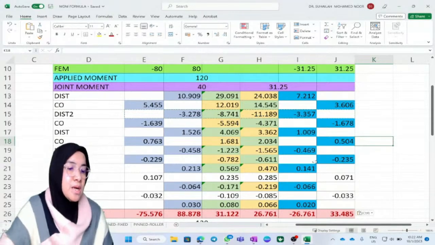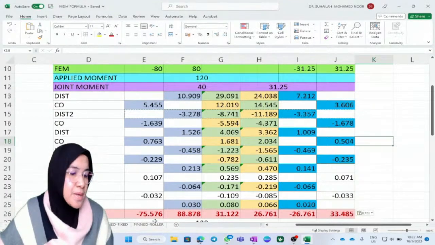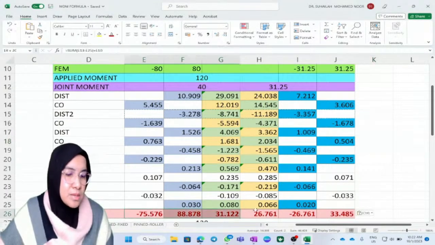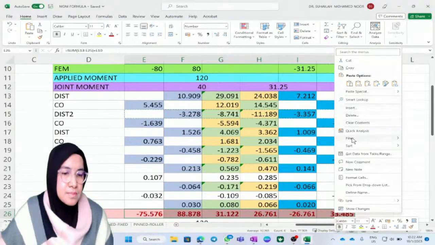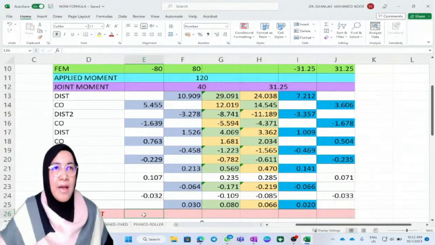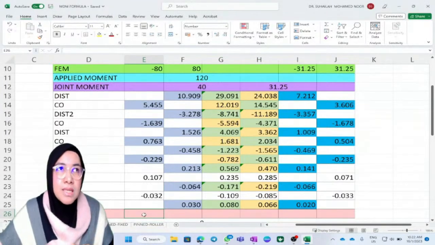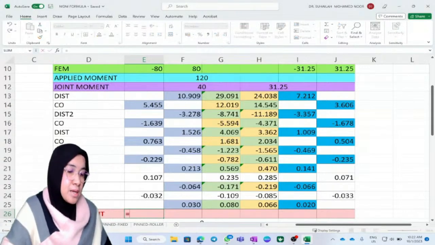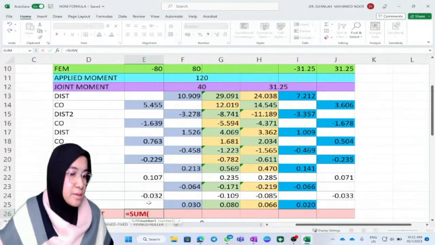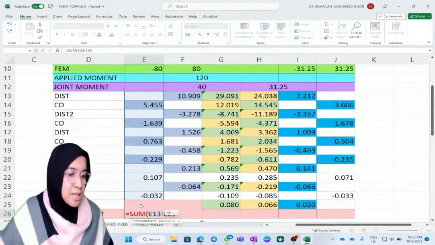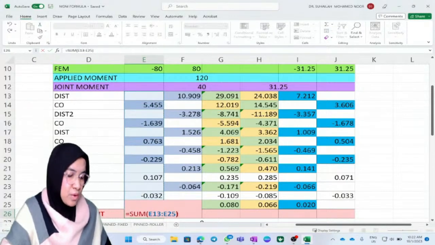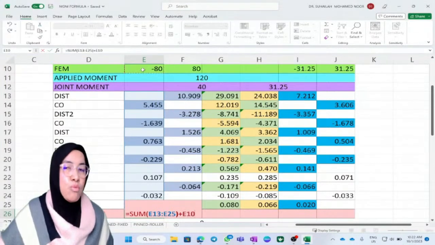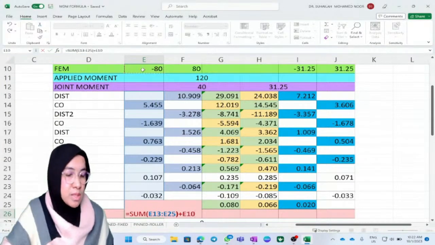The total moment starts from, okay, this one I delete first. We have to find the total moment, starting from fixed end moment, and then the first distribution until the last distribution. So I just need to find all this using formula. Sum all this until the last distribution, but don't forget we have to plus with the fixed end moment.